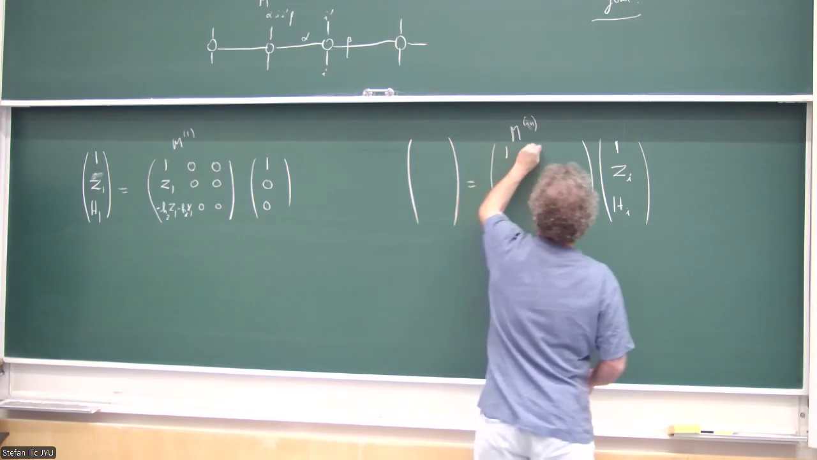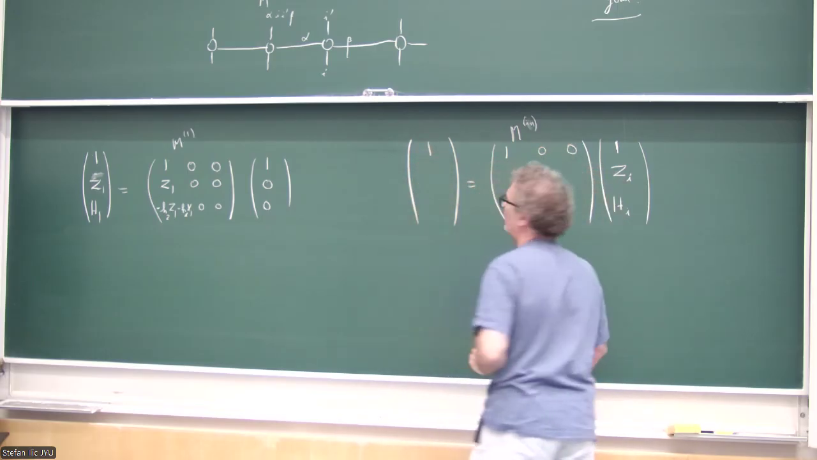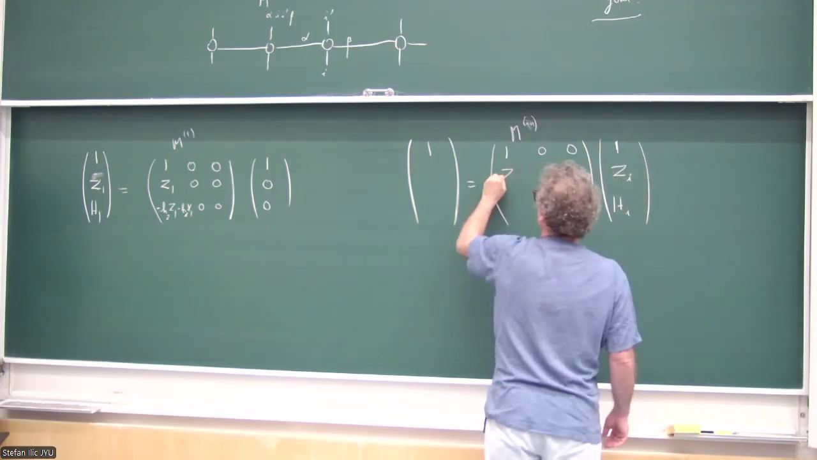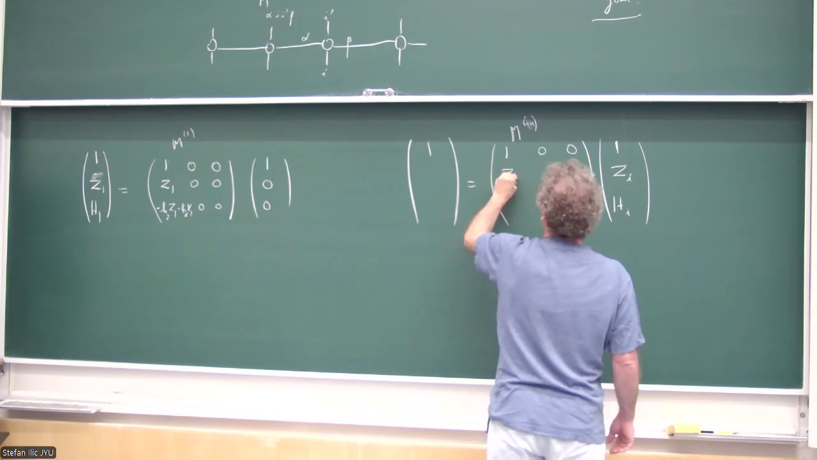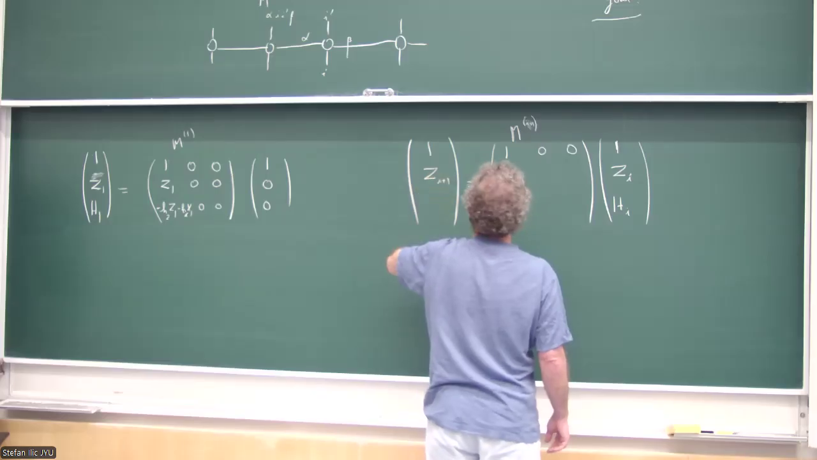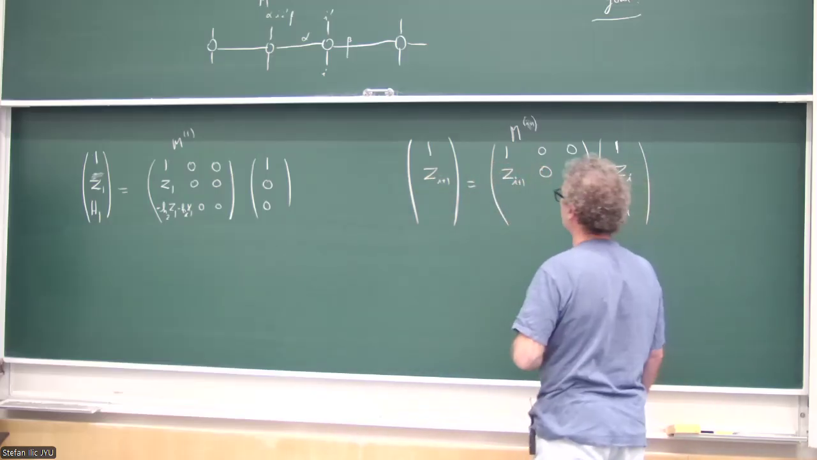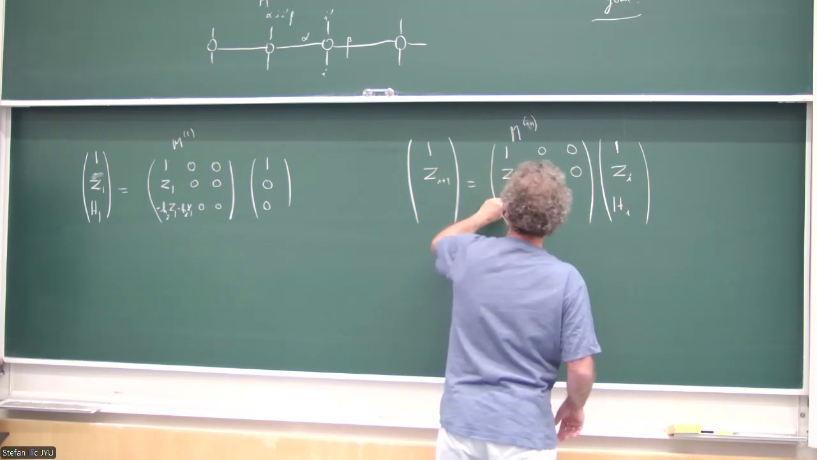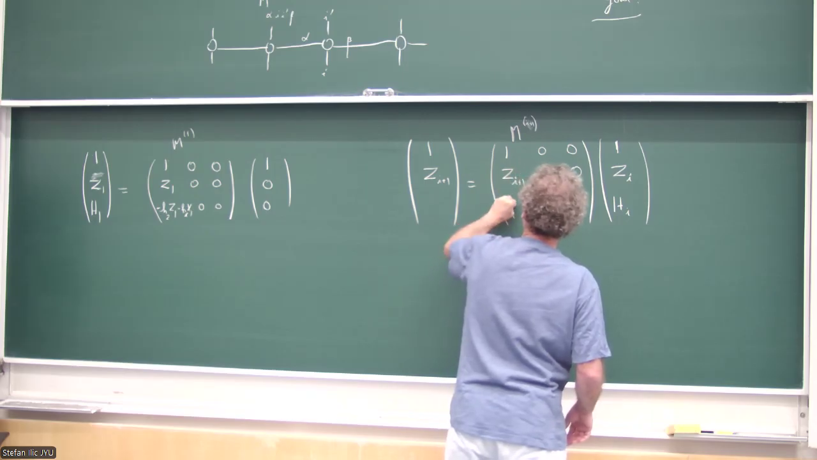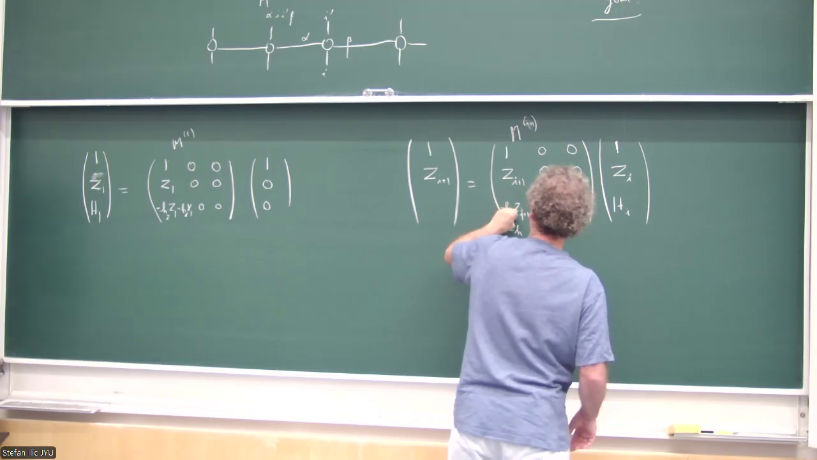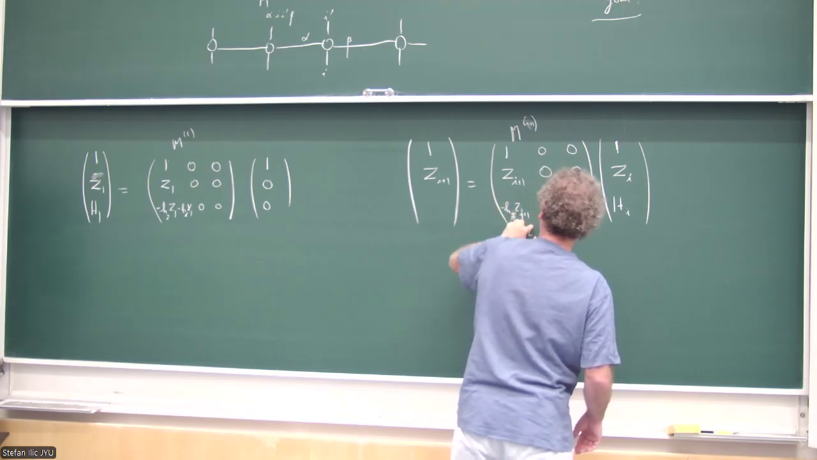So I still need the 1, 0, 0, but I get a 1 here. That didn't change. I need the Z_{i+1} here, but I get a Z_{i+1} here. 0, 0, that didn't change. And now I want my H X_{i+1}, minus H Z_{i+1}, H X_i X_{i+1}.